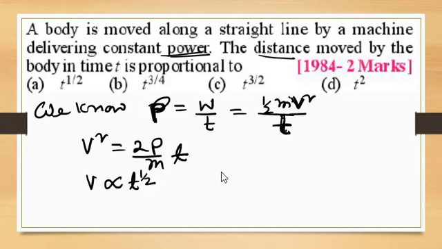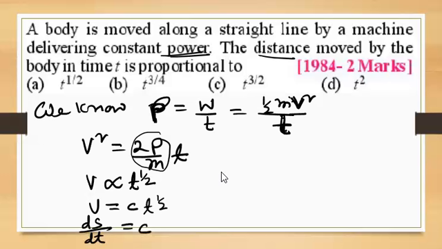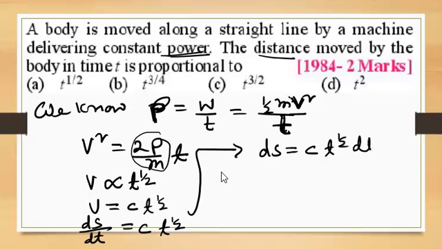Because power is constant, m is constant. Say the constant of proportionality is c. Means instead of 2p by m, I am putting c. C is a constant. Now v can be written as ds upon dt, the rate of change of distance is equal to speed only. So ds equals c t to the power half dt.